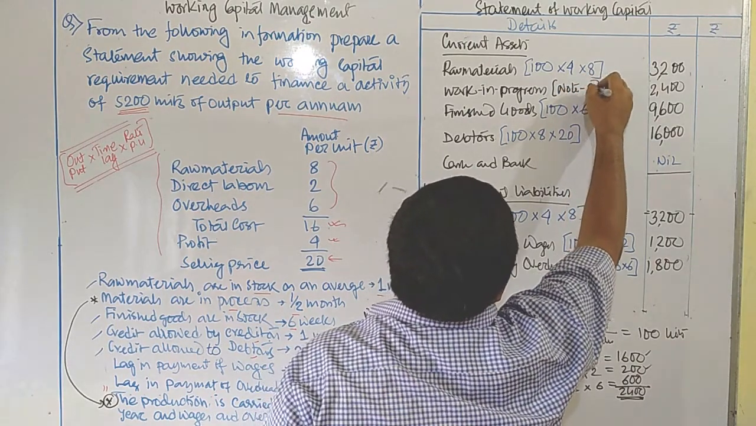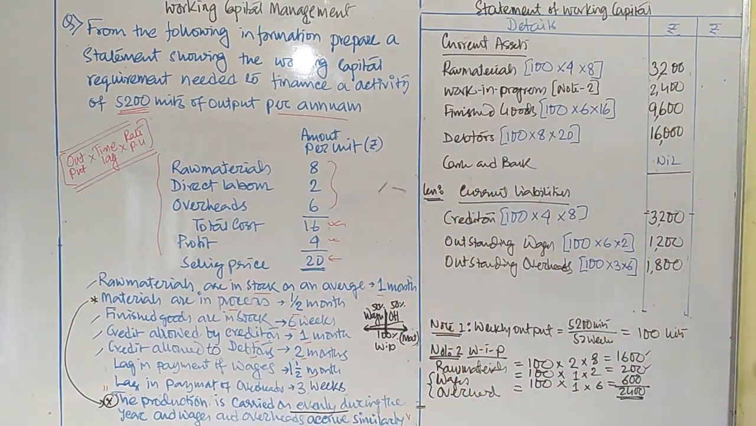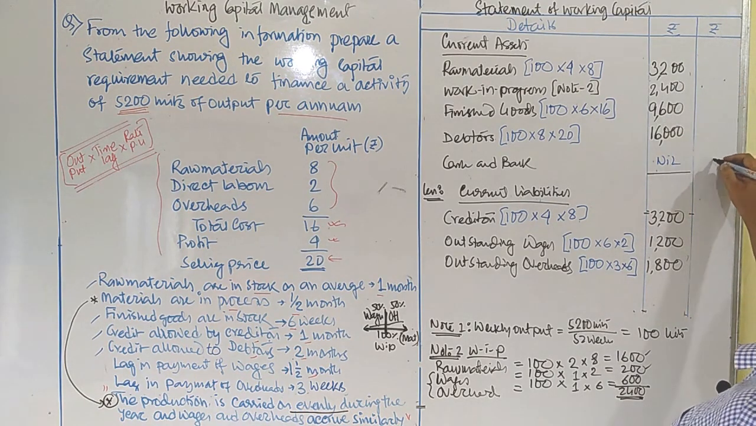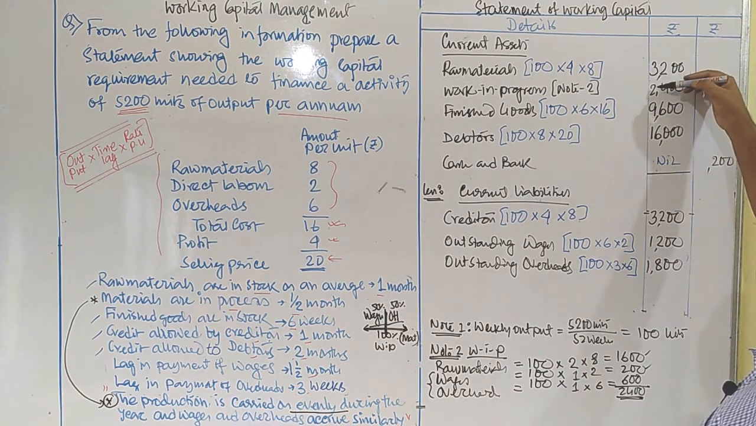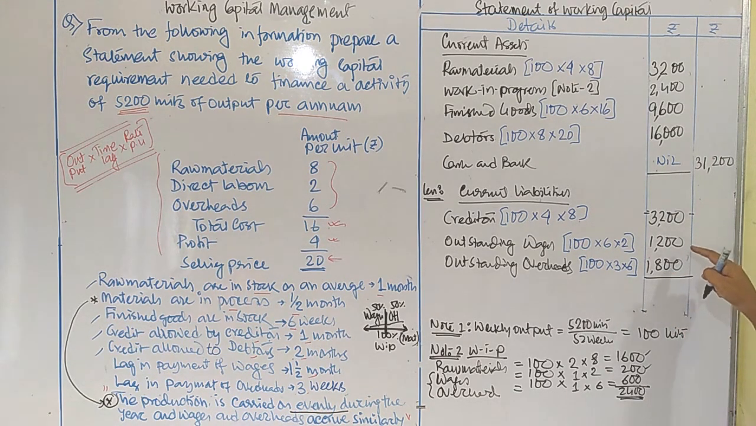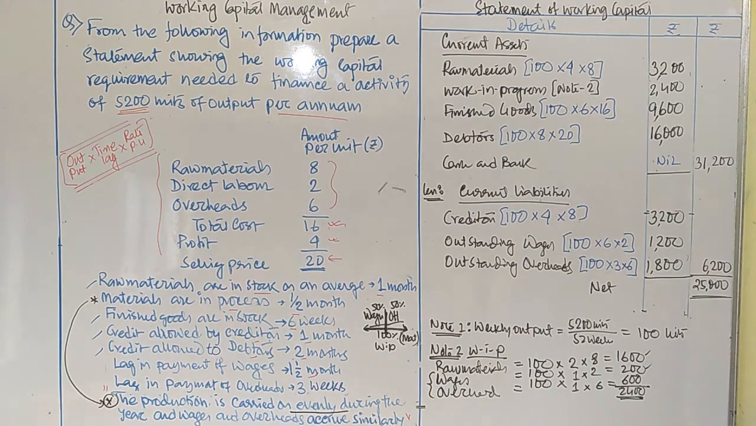For better understanding, you can write here note 2. The first had already been counted. Now our job is to sum up total current assets and total current liabilities. Now you follow here 200, 400, 600, 1200. 4 plus 2 is 6, 15, 6, 21 plus 2, 31,200. 31,200 is our current assets, and current liabilities again, it is 6,200. Now if you deduct 6,200 from 31,200, you are getting a net figure of how much? 25,000. That is your net working capital.